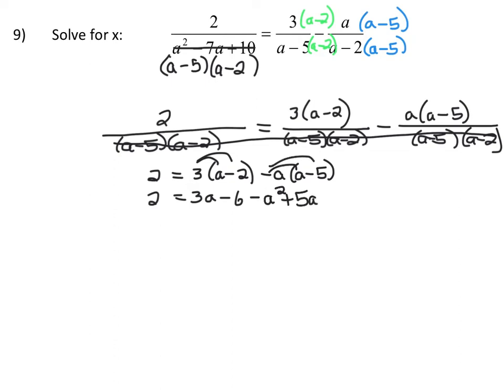All right, so let's just combine our like terms. So we'll have 2 equals. Now on this side of the equation, I'm going to reorder these. I'm going to put my square term first. So I have negative a squared.